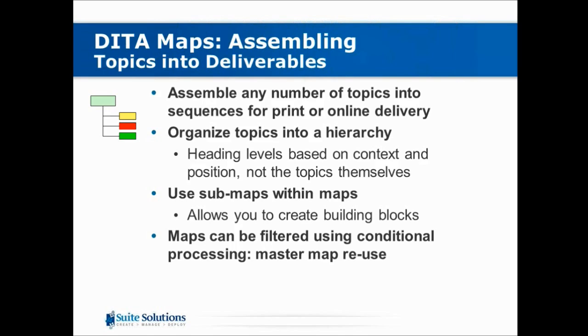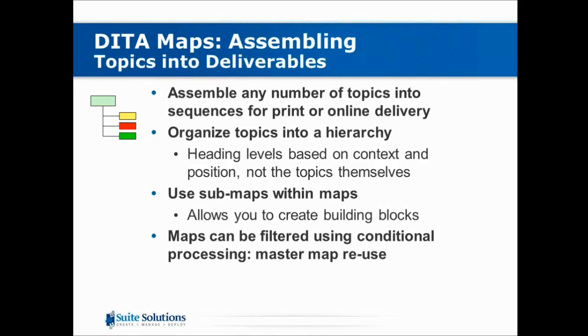Now the maps can be filtered using conditional processing like we said before, which allows you to do what's called a master map, or reusing a map. So let's say you have an admin guide, an administration guide, and that admin guide uses basically the same set of topics for 3 different products. Those could be 3 different versions or options of my product in the same product line, and it's basically the same map, the same set of topics goes into that book. But for one product in the product line, maybe a certain topic is relevant but not relevant for the others, or vice versa.